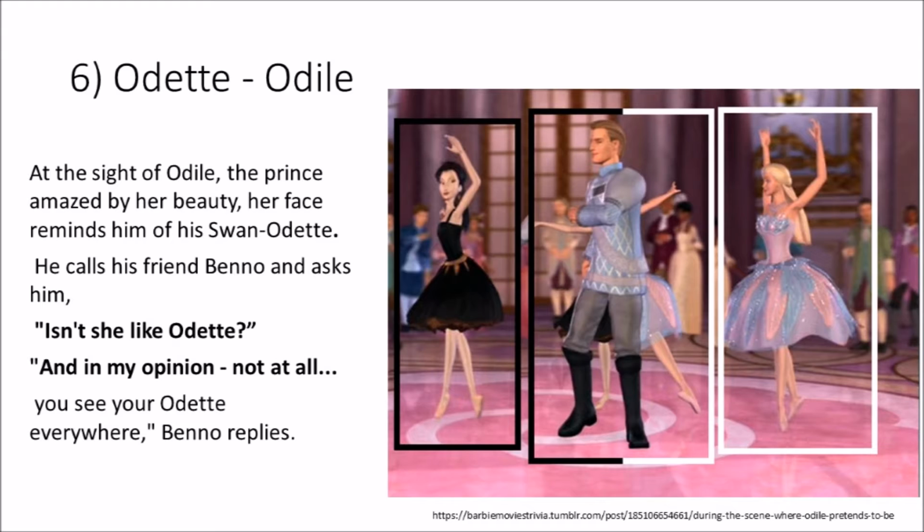I'm quoting: "At the sight of Odile, the prince, amazed by her beauty, her face reminds him of a swan Odette. He calls his friend Benno and asks him, 'Isn't she like Odette?'" And in my opinion, not at all. You see your Odette everywhere. Benno replies, "This means only the prince is seeing the girl as Odette. He sees no black swan, but apparently everyone else is seeing something different, the truth."